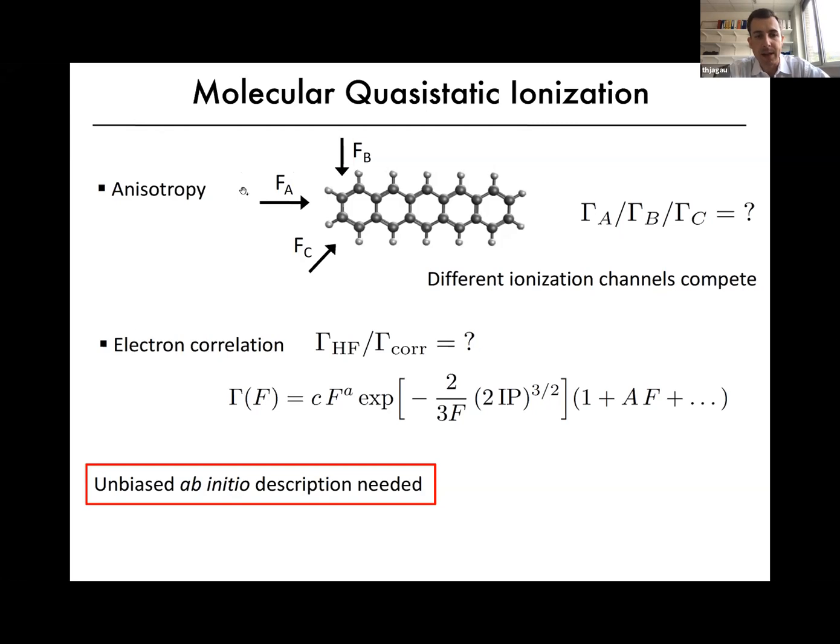Another question we need to deal with is electron correlation. So is it okay to invoke the Hartree-Fock approximation or not? And this formula, which goes back already to a work by Robert Oppenheimer in 1930, shows that it's probably not okay to do the Hartree-Fock approximation because you see the ionization potential goes in as the exponential into the ionization rate. In any case, we need an unbiased ab initio description, and that is what we set out to develop.